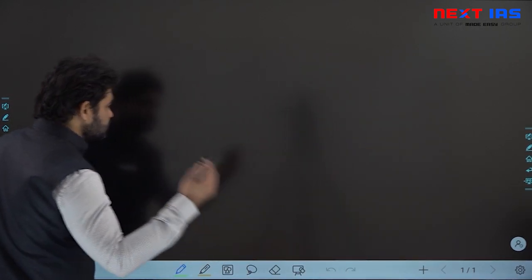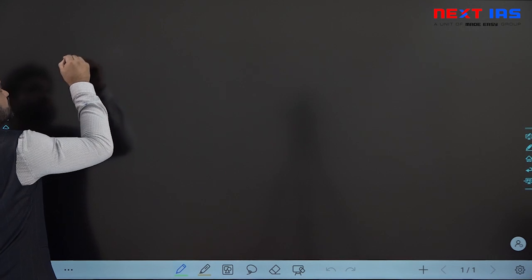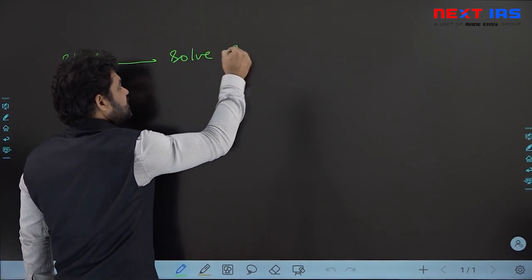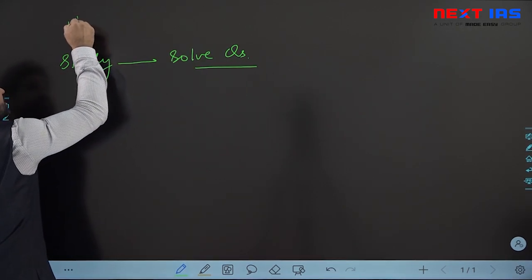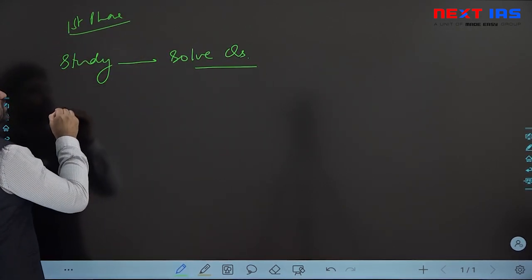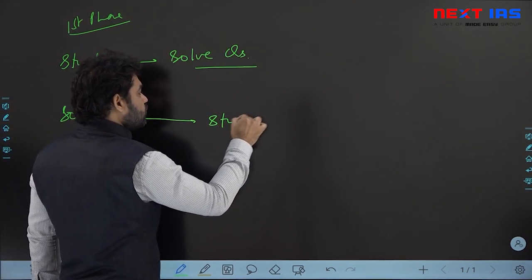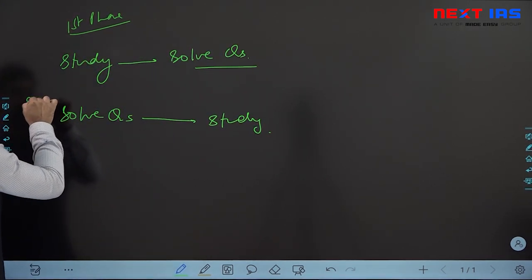So that's one area when it comes to study. My suggestion to you is: first study, then solve questions. That is the first phase. And the second phase is what? Solve questions and then study. What do you mean by this?